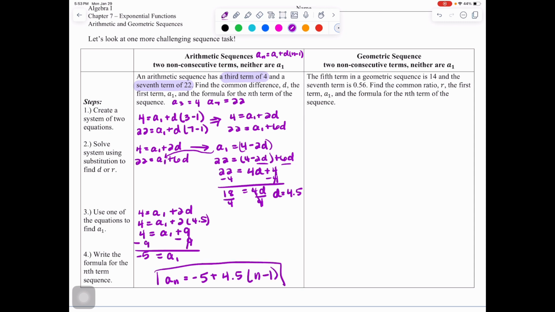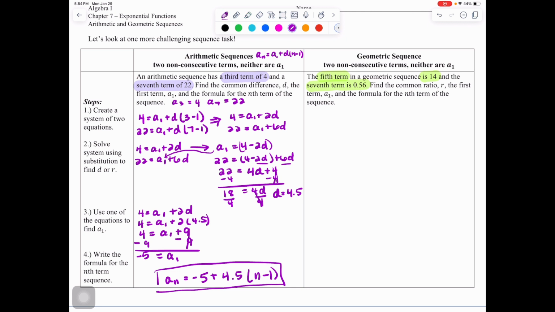That is the formula. Now we can also do the same thing for geometric. So for geometric, they said the fifth term is 14 and the seventh term is 0.56.